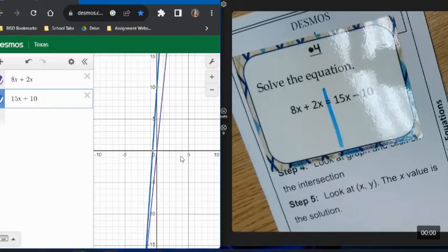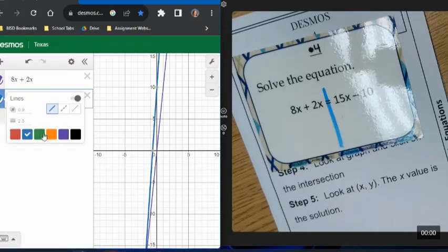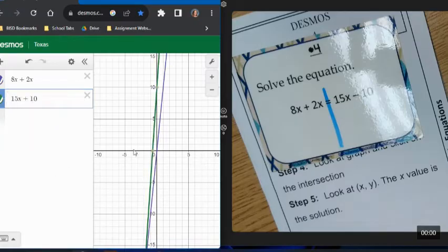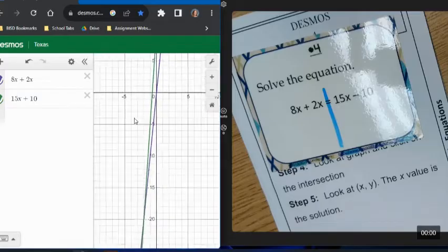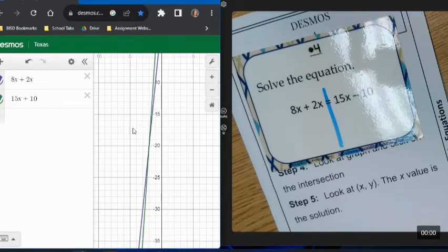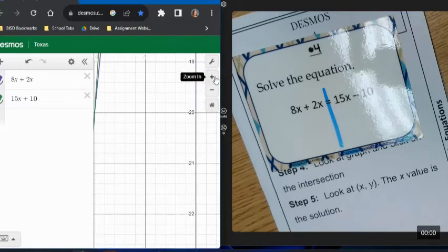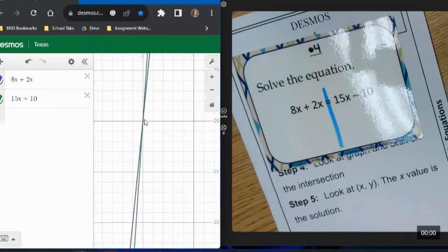So I have the two lines graphed. I'm going to change this color to green. Okay, now I can see the green one and the blue one, and I'm looking for their intersection. I'm actually going to have to drag it and zoom in. They intersect, oh, right there.